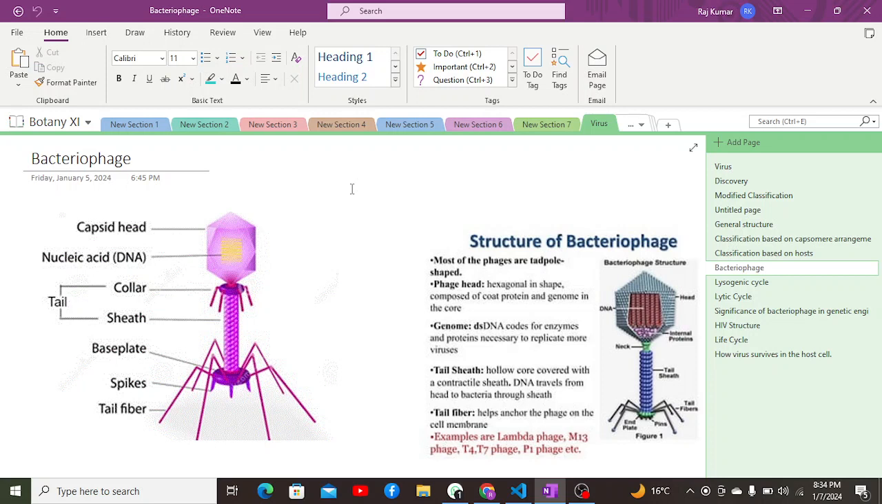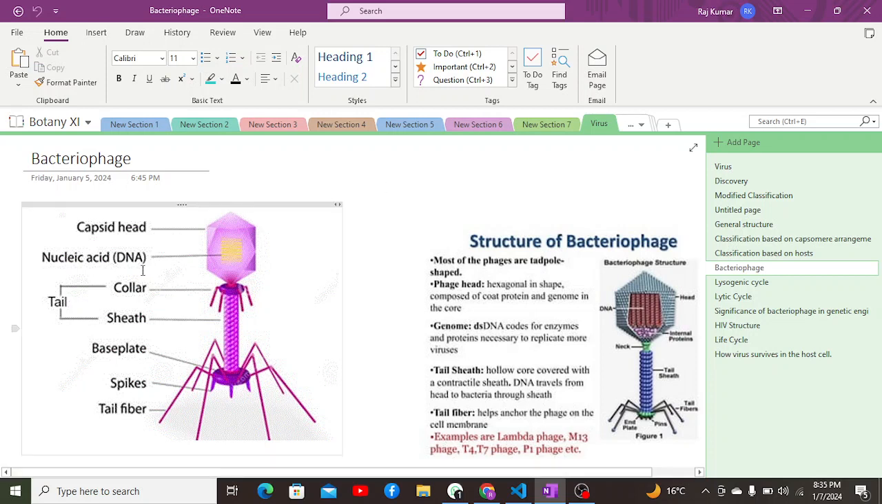Microphages are those which feed on, sorry, macrophages. Macrophages are those which feed on fungi. Phycophages are those which feed on algae, and zymophages are those which feed on yeast particularly, and phytophages are those which feed on plants.